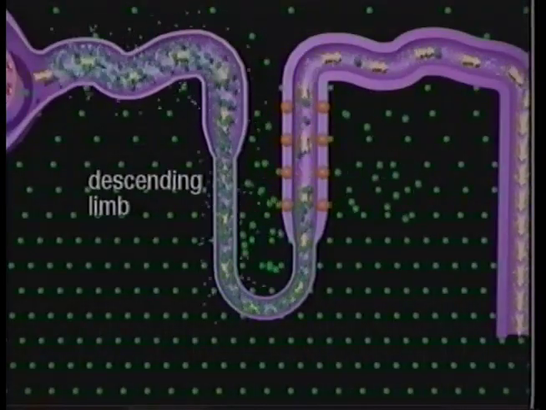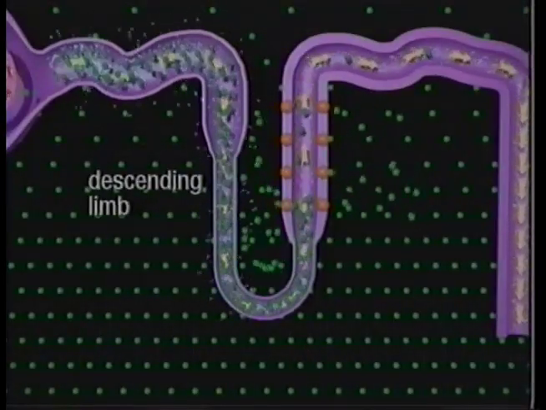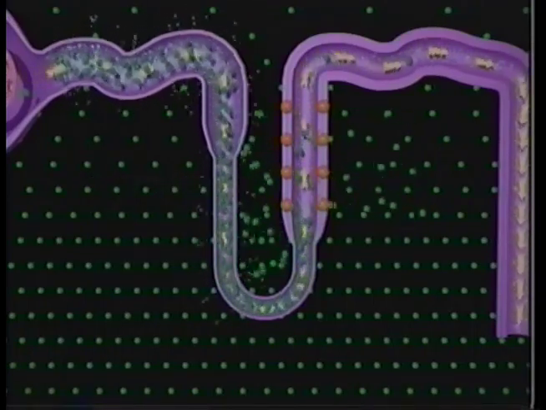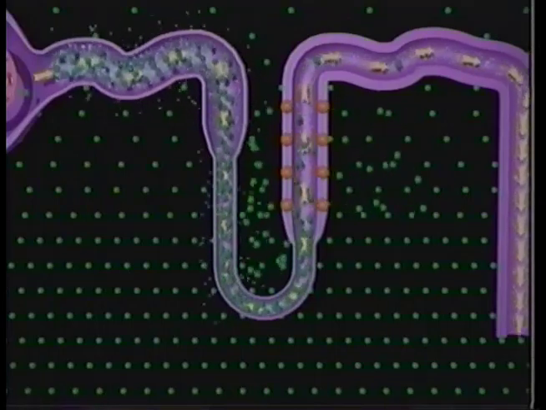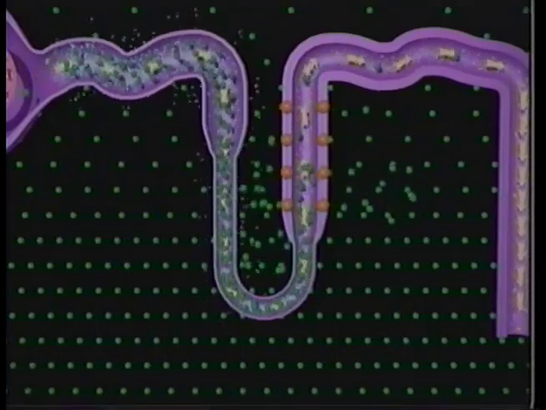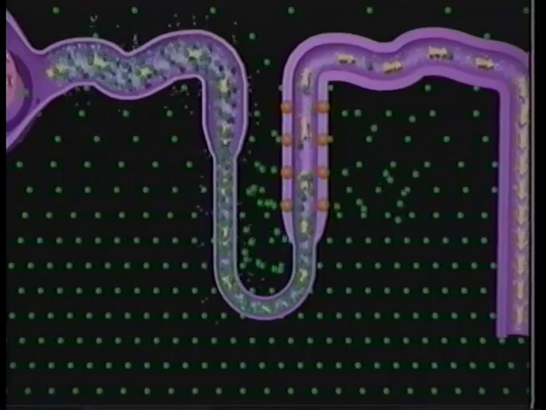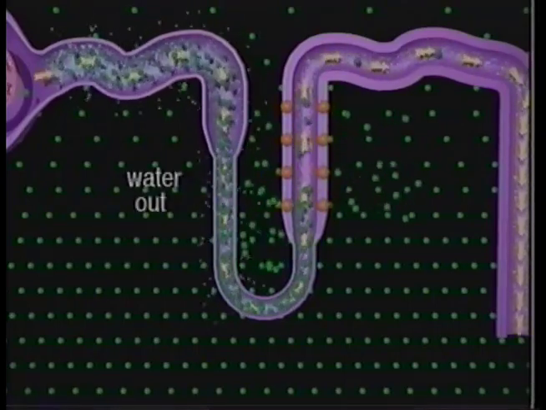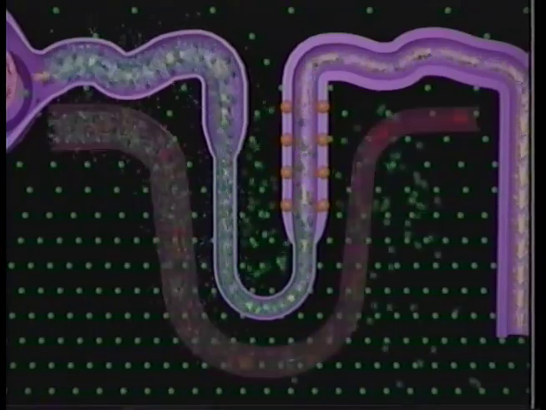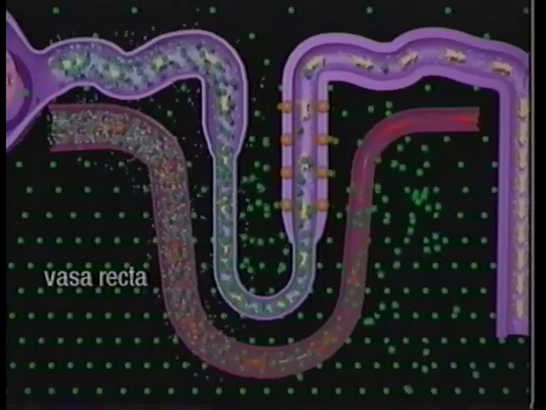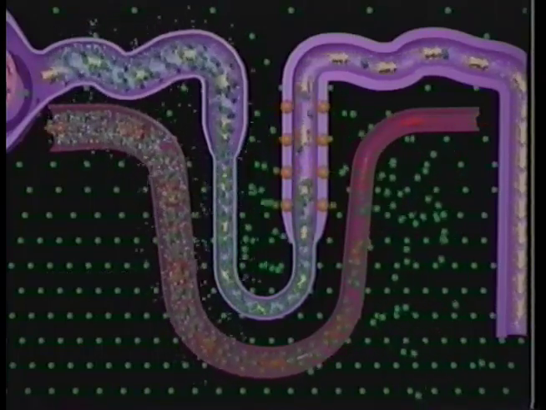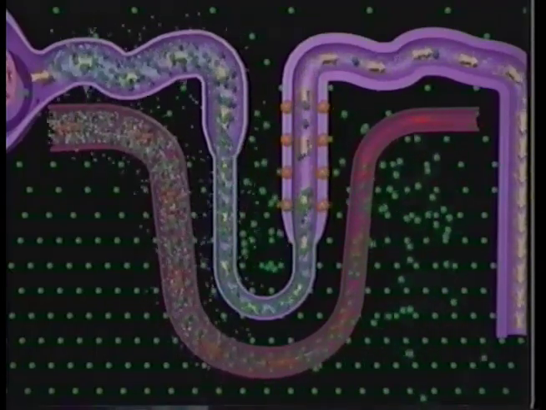The descending limb of the loop of Henle is permeable to water but impermeable to solutes. As the tubular fluid moves along the descending limb, it encounters an ever-increasing concentration of solutes in the peritubular fluid. As a result, there is a continual movement of water out of the tubular fluid through osmosis. This water enters the vasa recta and is carried out of the medulla. Meanwhile, the remaining tubular fluid becomes increasingly concentrated.